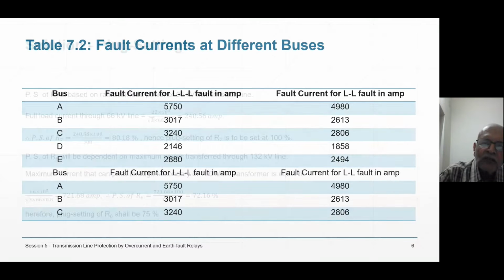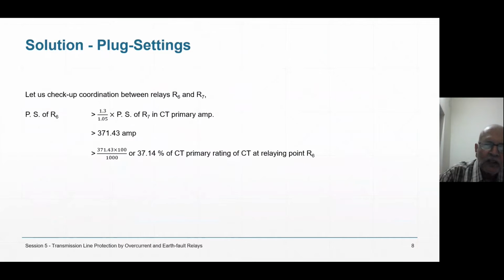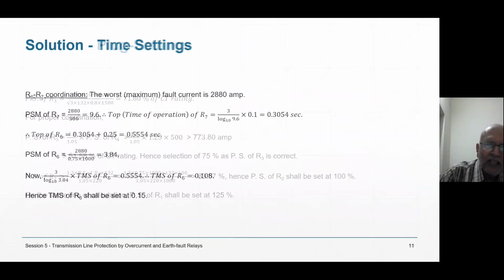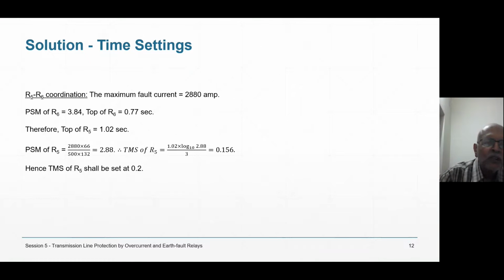R5 and R6 see the same fault current at bus E, 2880. There is no difference, so you have to keep referring to the fault current. R5, R6 fault current is the same, 2880. PSM of R6 is 3.84, and it does not vary.